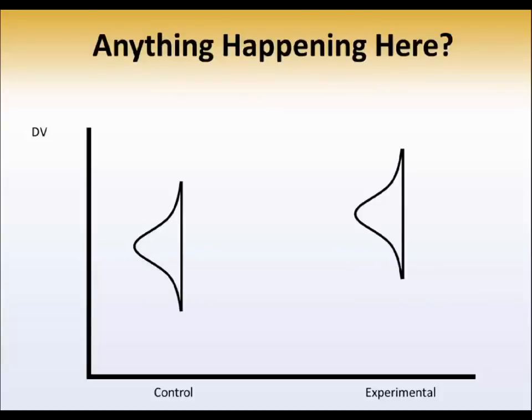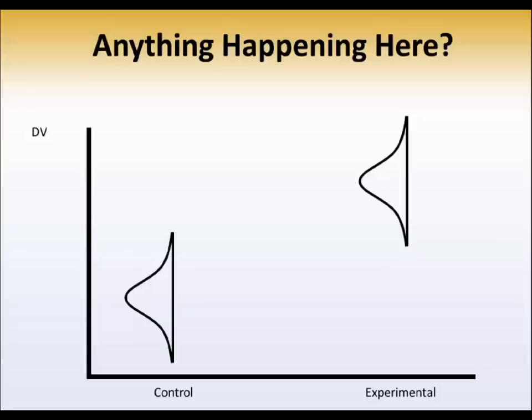Let's take a look at a different example. How about this one? Is there something going on here? The means are different, but are they significantly different? In fact, if you'll notice, the experimental group mean tends to be just somewhat in the tail of the control group. How about this one? Anything happening here? We have an experimental group and a control group. Let's see. The difference between the means is very large. So there must be something going on here.